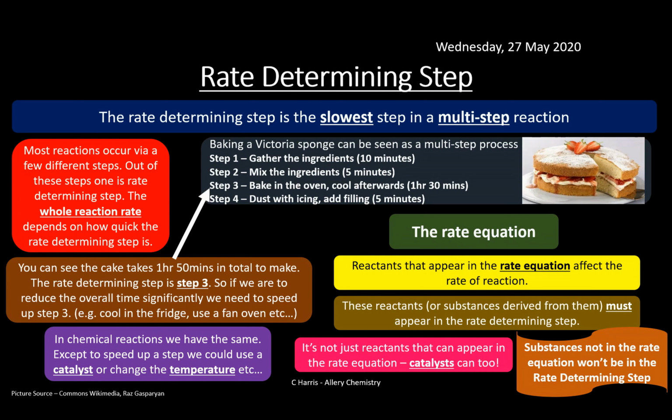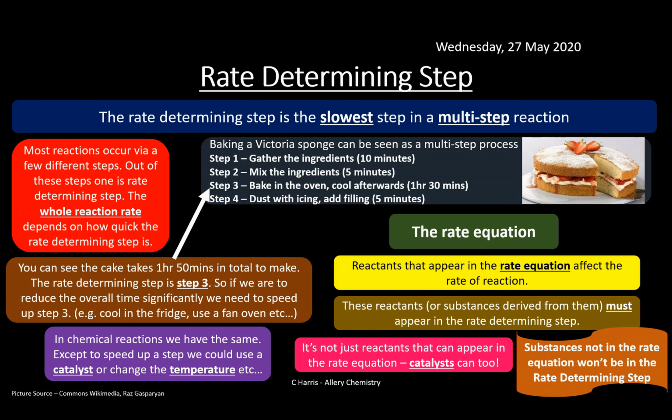Okay, so it's not just reactants that can appear in the rate equation. Catalysts can as well. Catalysts are not normally in an equation, because they're not actually a reactant, but they do have an impact on rate of reaction, and sometimes the amount of catalyst in there can have an impact as well. So if I had to create a rate equation for making a cake, it could be rate equals the concentration of bake in the oven and cool afterwards. Because that is the rate determining step, so that must appear in the rate equation.